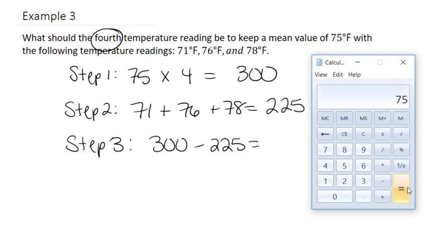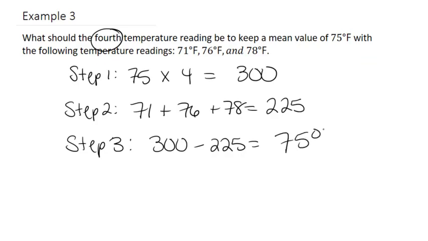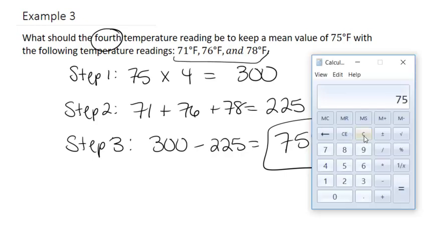And we get 75, the fourth temperature reading that we would have to get. And if you're ever unsure if you got the right answer, what you do is you take this fourth reading and then you can add it to these first 3 and then see what you get. So let's go ahead and do that. So we have 71 plus 76 plus 78 plus 75, and we get 300. And then we have 4 readings, so we're going to divide by 4. And we get 75, which is the mean that we want to get. So we know we got the right solution.